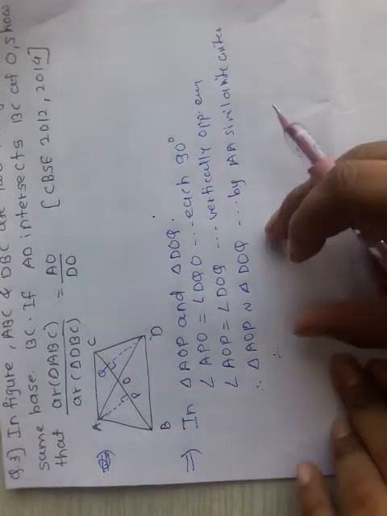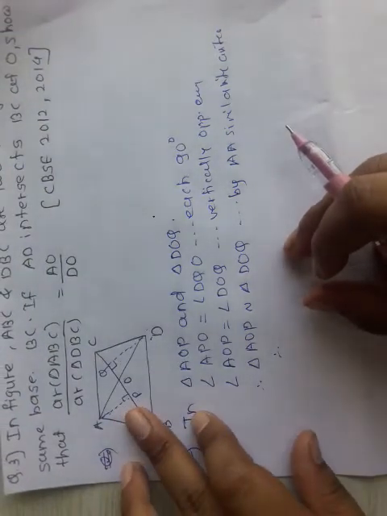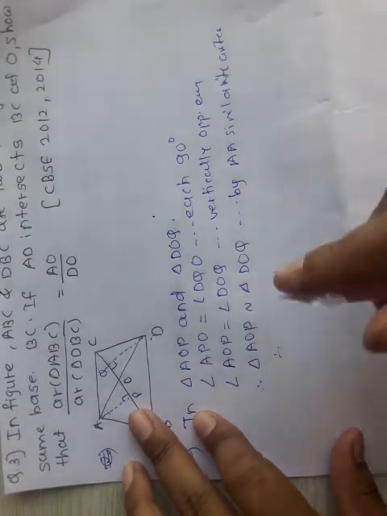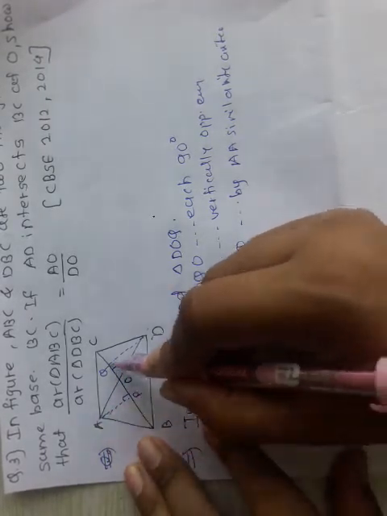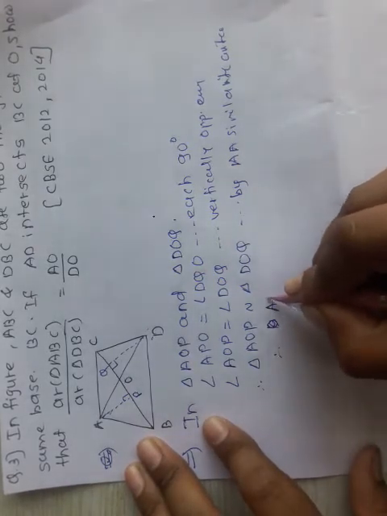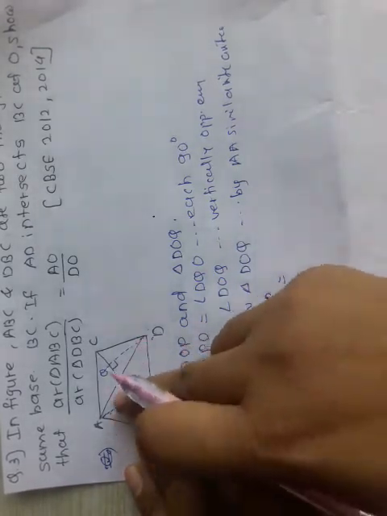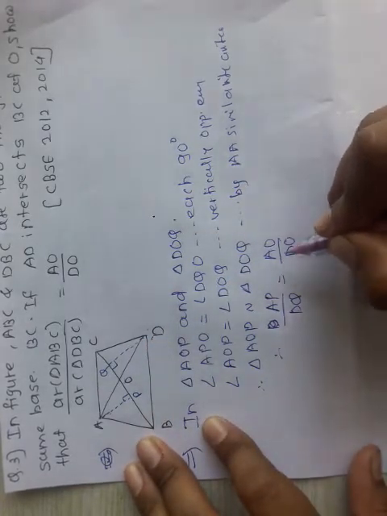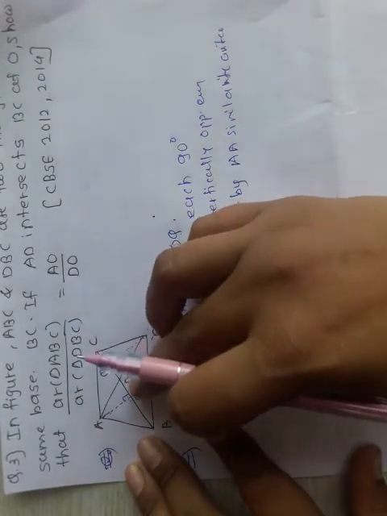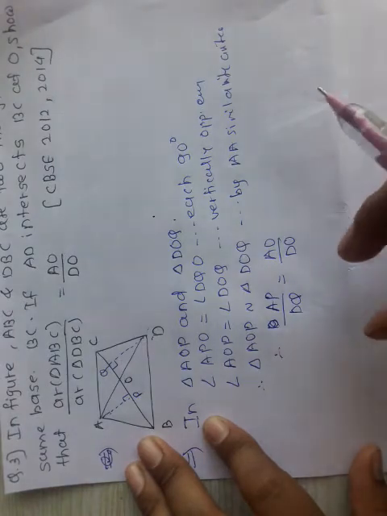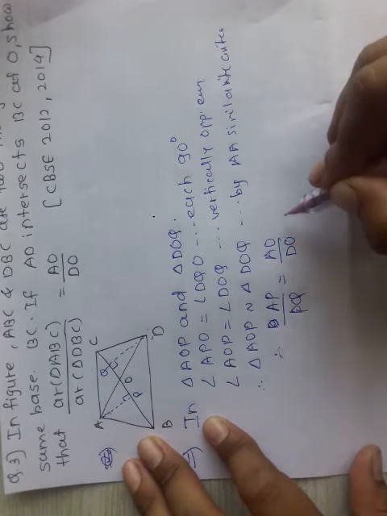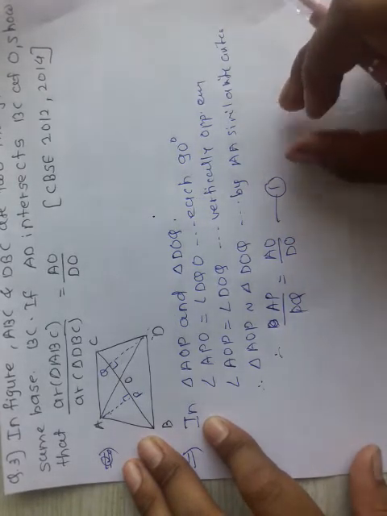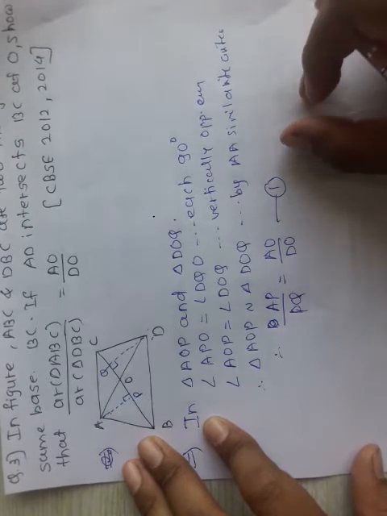Now once we get that these two triangles are similar, we can say that the ratio of their corresponding sides are equal. So what is the ratio of the corresponding sides? AP upon DQ is the first corresponding side. AP upon DQ is equal to AO upon DO, which is equal to PO upon OQ, but we do not need that. We need only these two things, so we write AP upon DQ is equal to AO upon DO. This is our equation number 1. And what is the reason? Since corresponding sides of two similar triangles are proportional. You must write the reason.